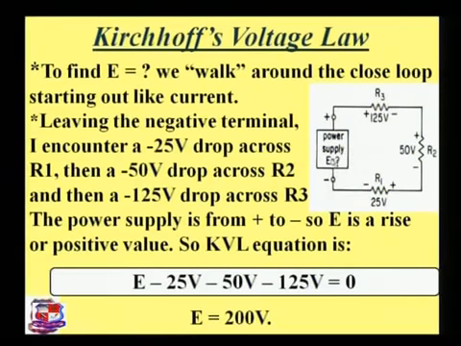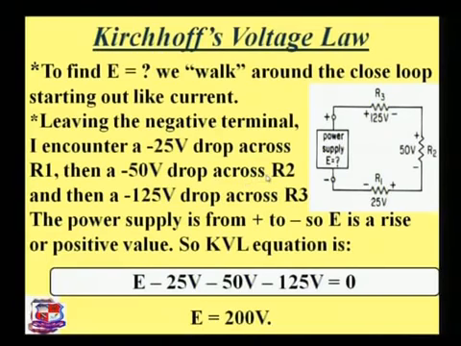There is one circuit. We can also consider the positive terminal of the battery and the negative terminal of the battery. We just have to find the value of the EMF. If we have different values of voltage drop, like 125 volts across the resistance R3, 50 volts across the resistance R2 and 25 volts across R1, then using Kirchhoff's voltage law, we can find the value of the EMF.